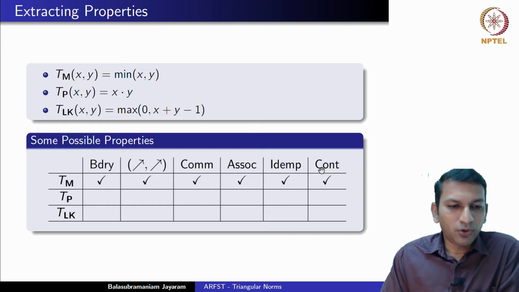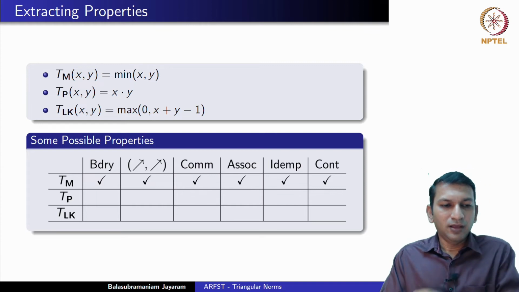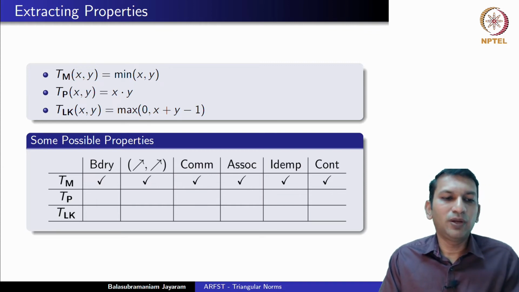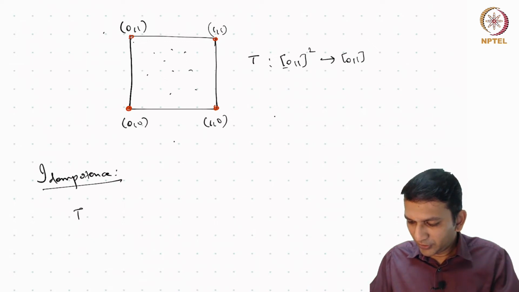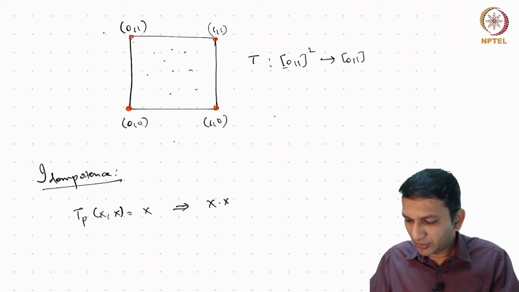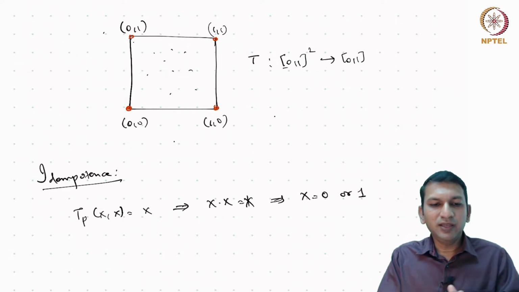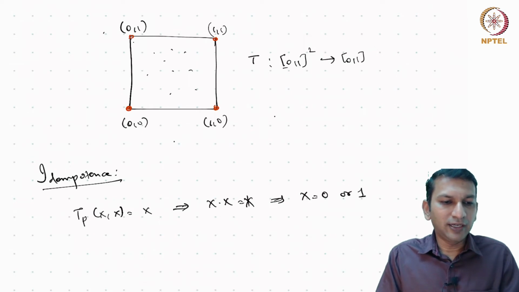Now, if you look at the product, we see that it is satisfying the boundary conditions. 1 times 0 is 0, 1 times 1 is 1, 0 times 0 is 0. Once again, it is increasing in both variables, commutative, associative. It is continuous also. But what about idempotence? So now, by idempotence, we want that Tp of x, x should be x. This implies x dot x is x, which implies x should either be 0 or 1. So clearly, we know that it is not idempotent on 0, 1.